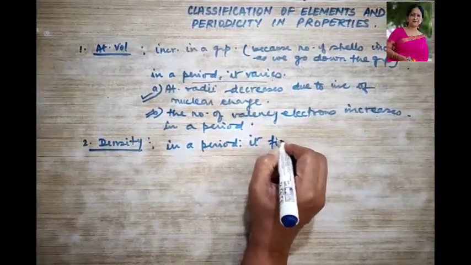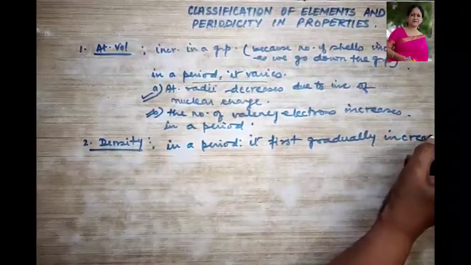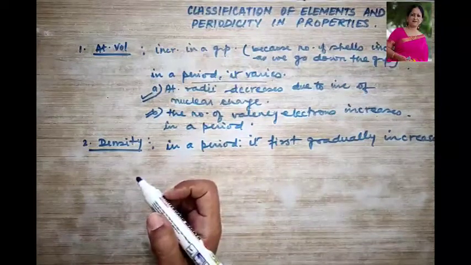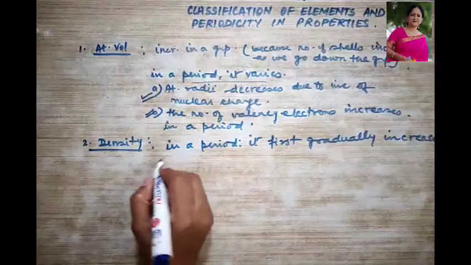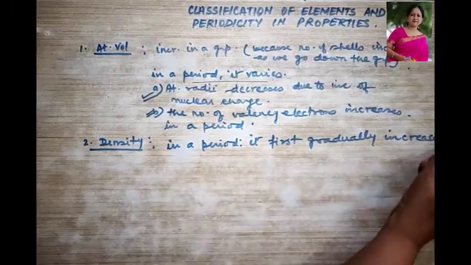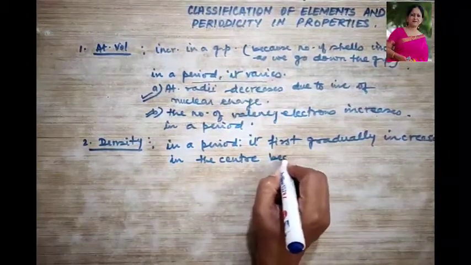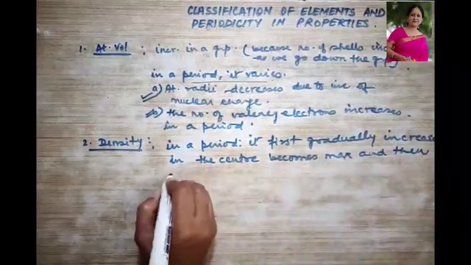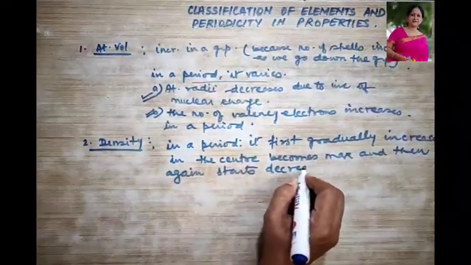it first gradually increases, right, and then in the center somewhere becomes maximum and then again starts decreasing. Clear?